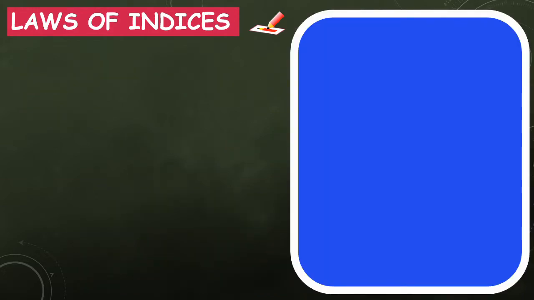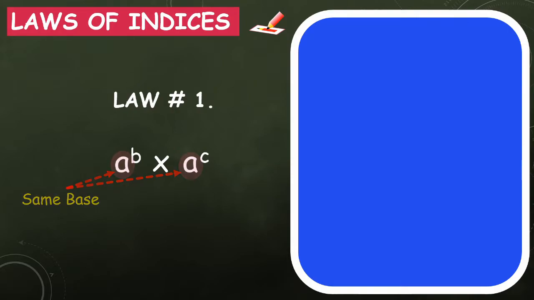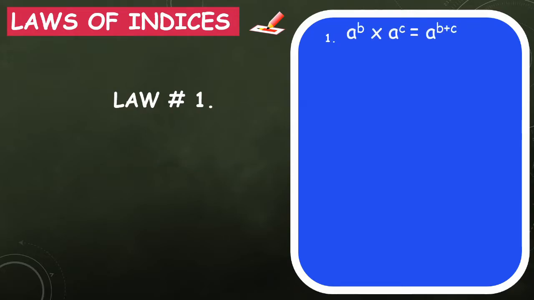There are a few laws when you're calculating with indices. The first one is, if you multiply two indices with the same base, you can add the power. Let's look at some examples.